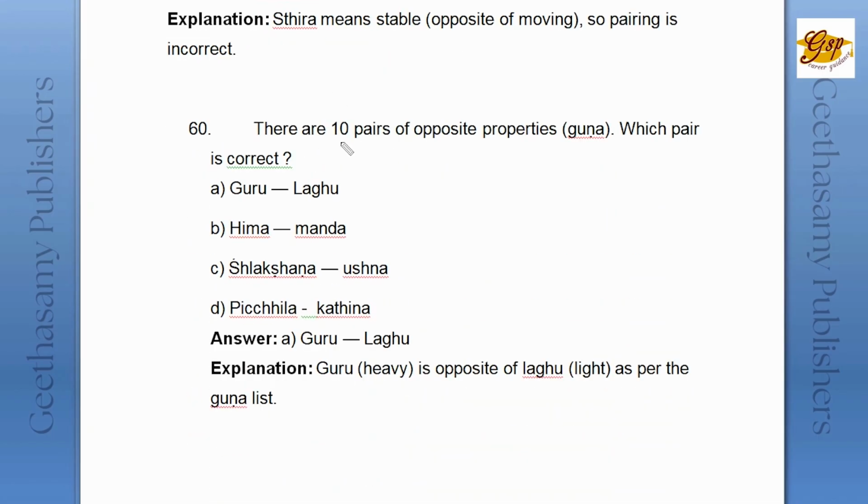60th question. There are 10 pairs of opposite properties, guna. Which pair is correct? Guru, Laghu; Sheeta, Manda; Slakshna, Ushna; Picchila and Kathina. The correct answer is Guru, Laghu. That is, heavy is opposite to light. Okay, so A is correct.